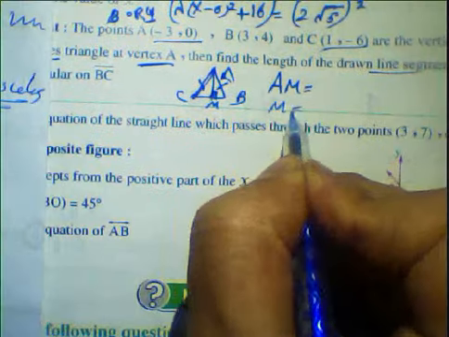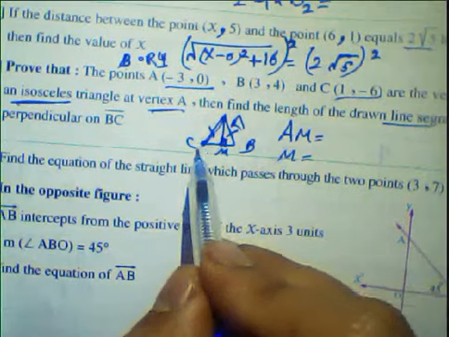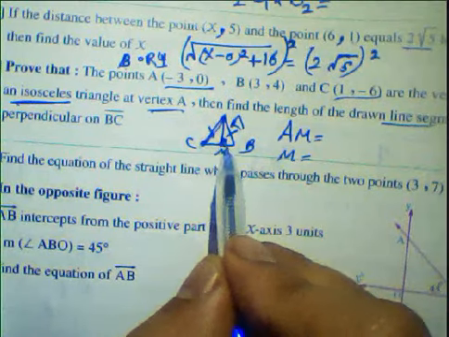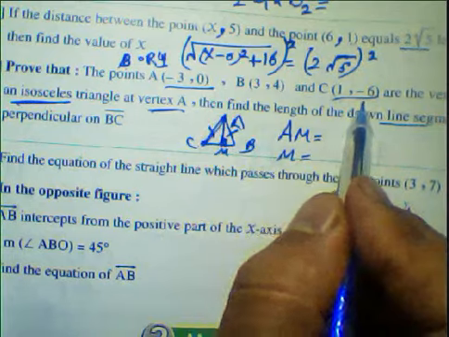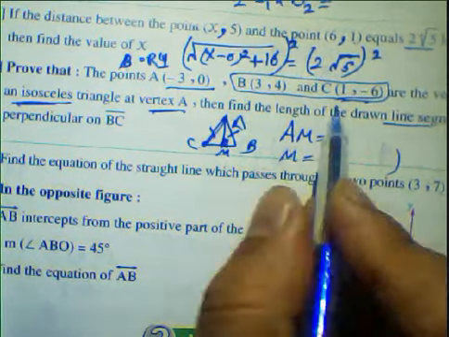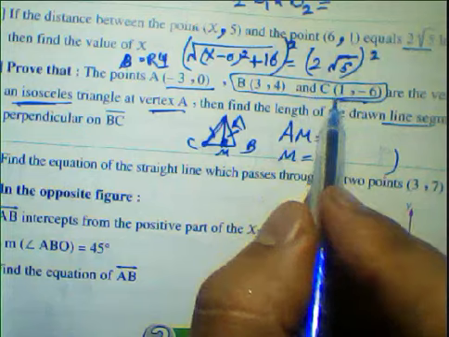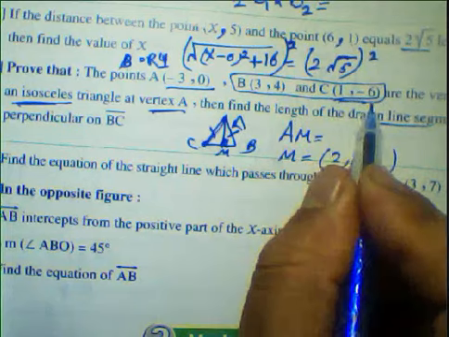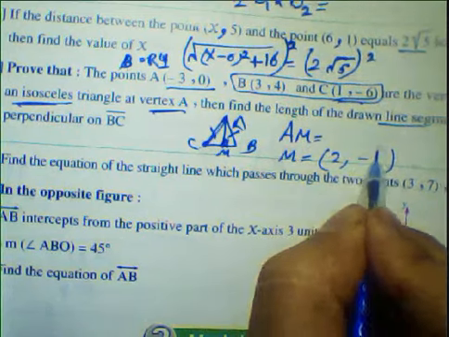Okay, M lies between C and B. We can find the difference here. It's very easy. 3 plus 1 equals 4, 4 divided by 2 equals 2. 4 minus 6 equals negative 2, divided by 2 equals negative 1.